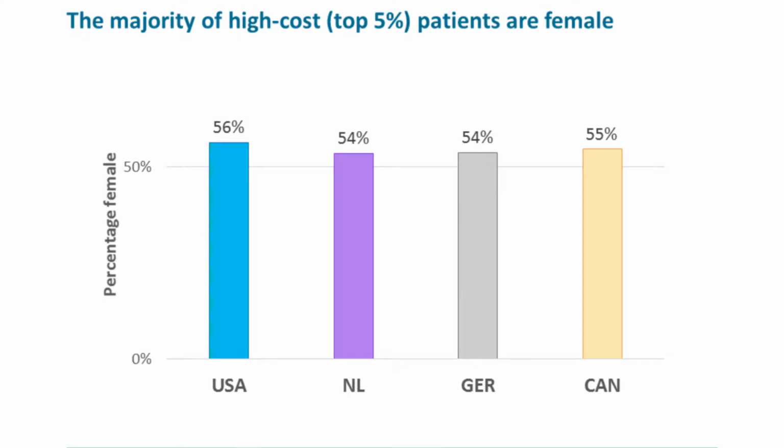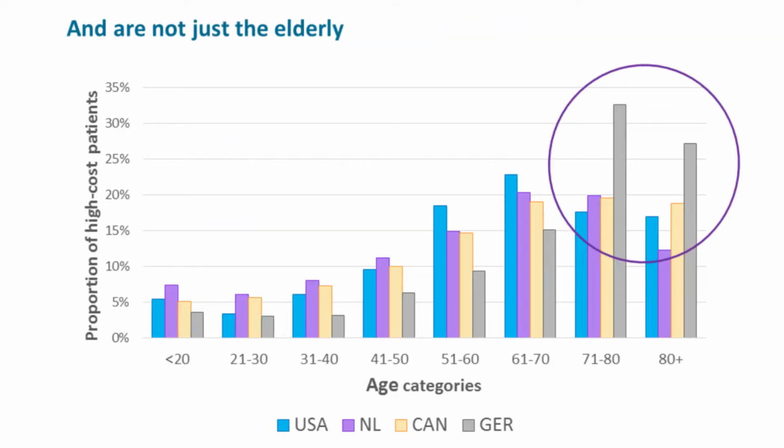So the next question is, who are these high-cost patients and how do they differ in the different countries? Well, firstly, the majority of these patients are female, and we see that in all countries. And they're not just the elderly. In fact, about 60 to 70% of high-cost patients in the USA, the Netherlands, and Canada are younger than 70 years. And that's what we see in this distribution.